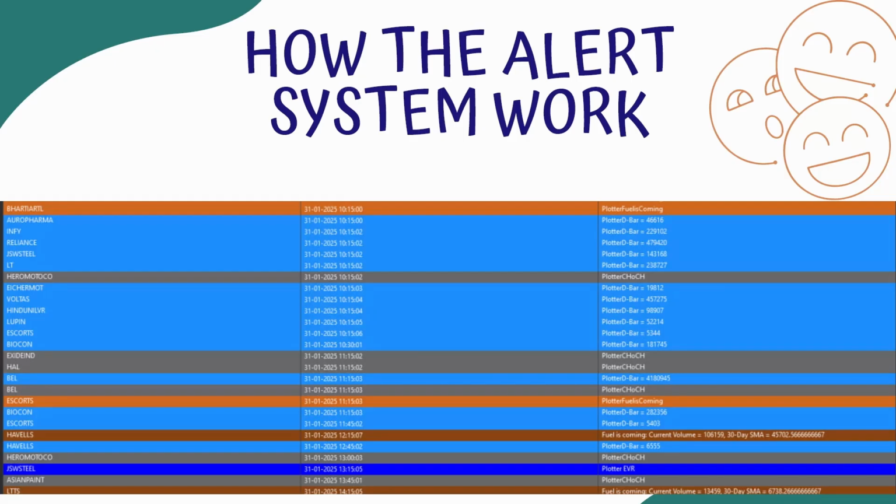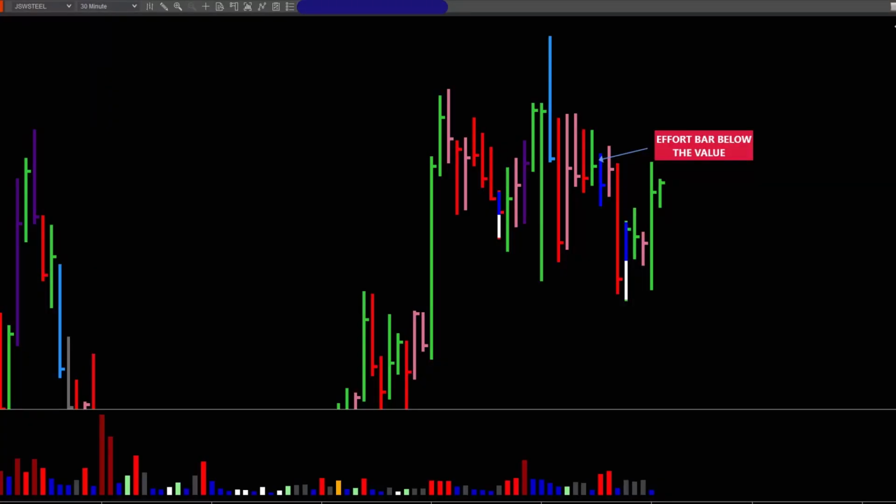Moving forward, again a look at how our alert system works. In this particular example, we will be talking about JSW Steel giving us an EVR. Here we can see in our alert system that the JSW Steel plotter gives you information like what kind of signal has been generated. It has generated an effort versus result signal, and it can easily be detected on the alert log through the alert.